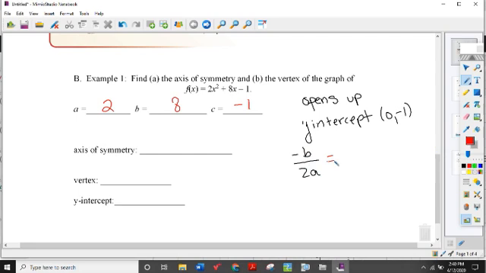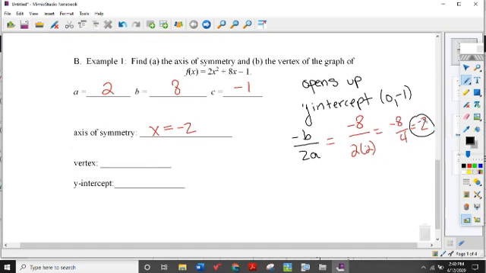The axis of symmetry is found by doing negative b over 2a, or the opposite of b over 2a. So the opposite of b, that would be negative 8, because b is 8, over 2 times 2, because a is 2. So that simplifies to negative 2. So the axis of symmetry is the line x equals negative 2. Now this is also the x-coordinate of the vertex.